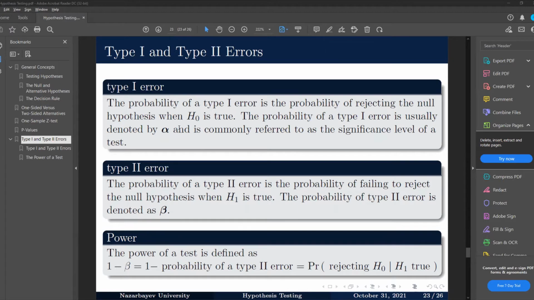Type 2 error is the probability of failing to reject the null hypothesis when the alternative hypothesis is in fact true. It is denoted by beta. These two are bad probabilities and we would like them as low as possible. The power of a test is defined as 1 minus beta. So it is equal to 1 minus the probability of type 2 error, and is equal to the probability of rejecting the null hypothesis when the alternative hypothesis is in fact true. So power is a good probability and we would like as much power as we can get.